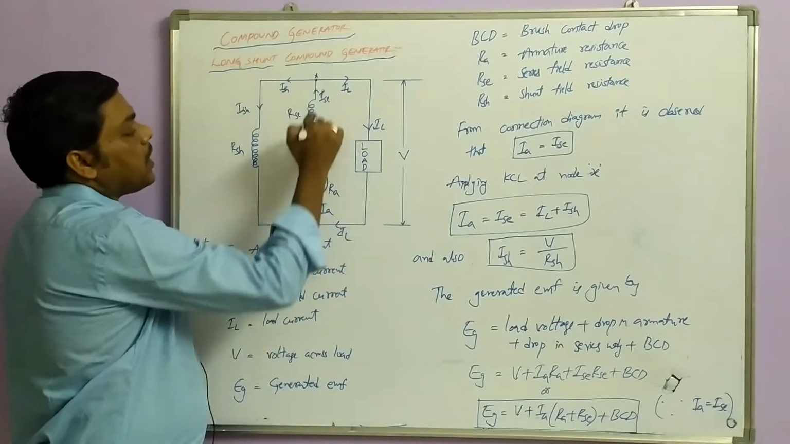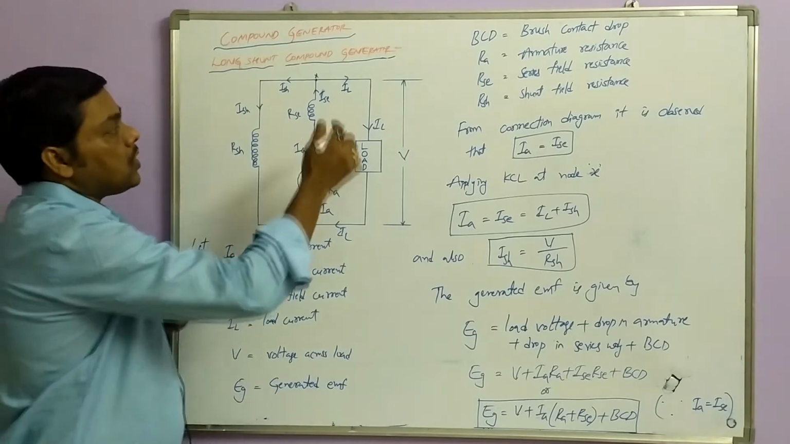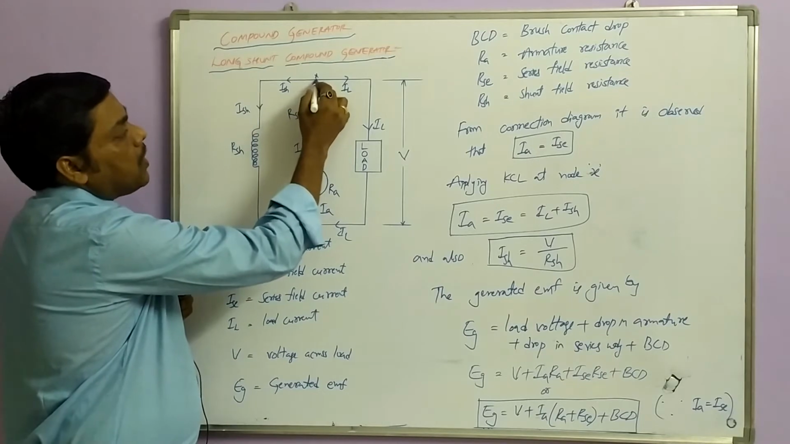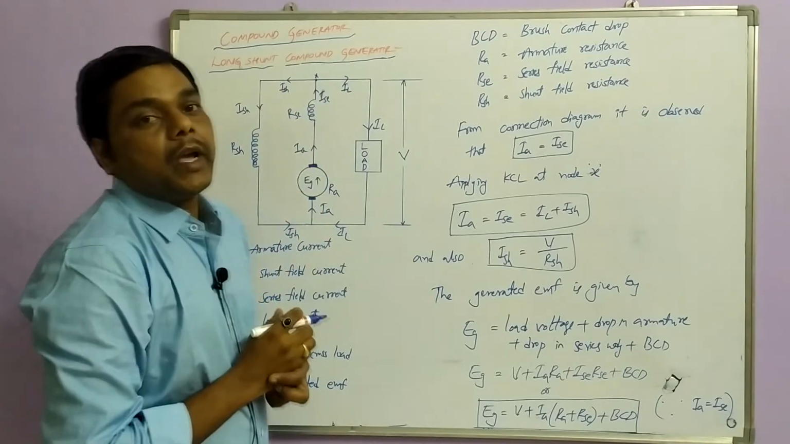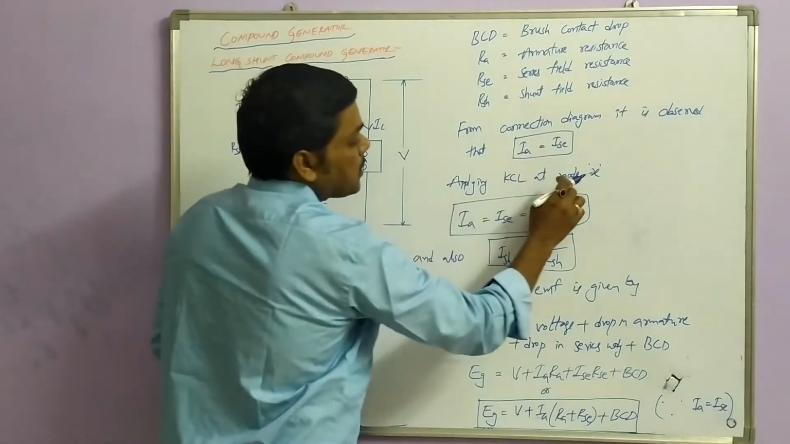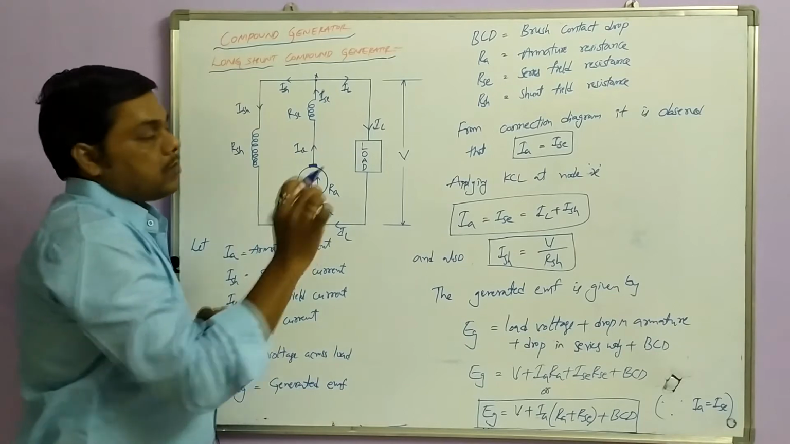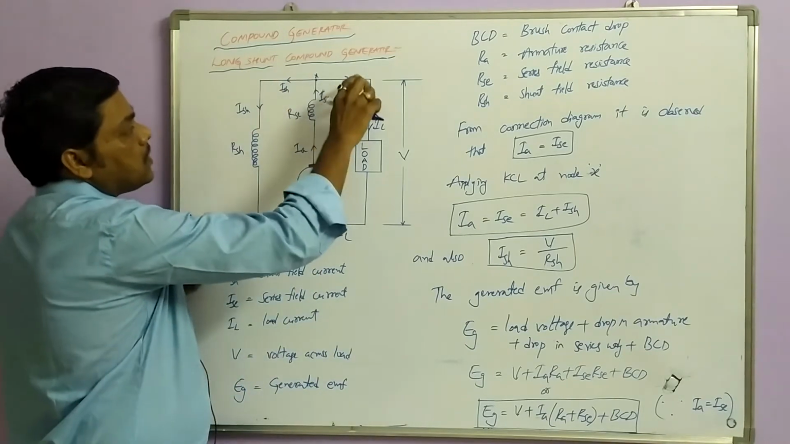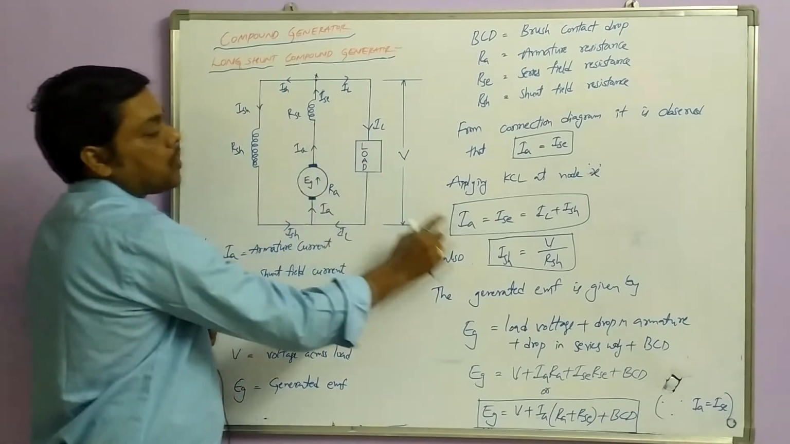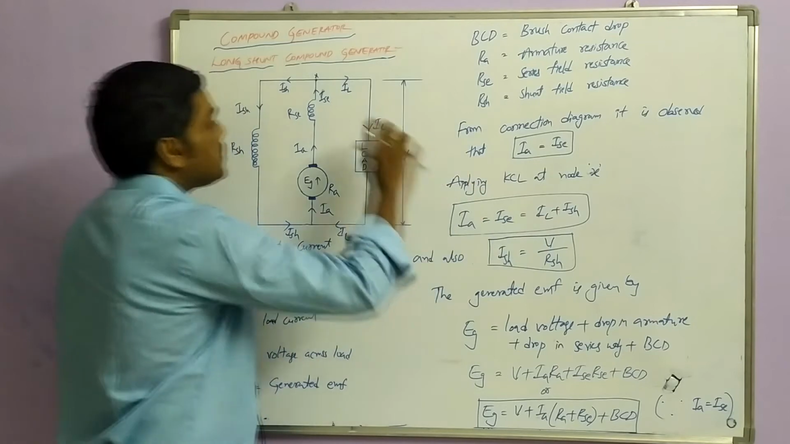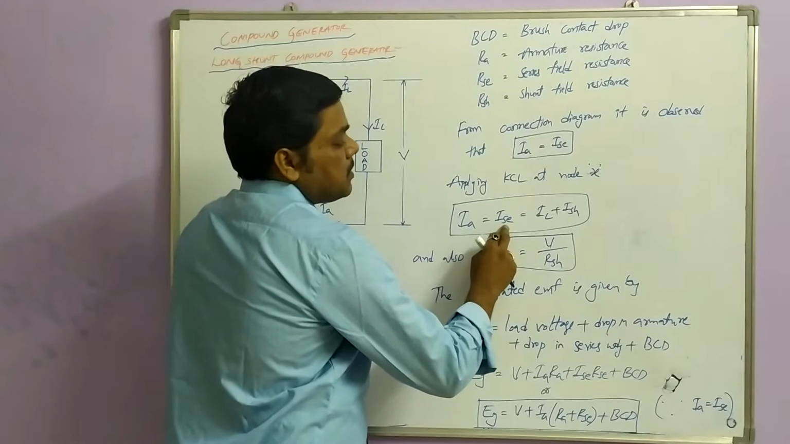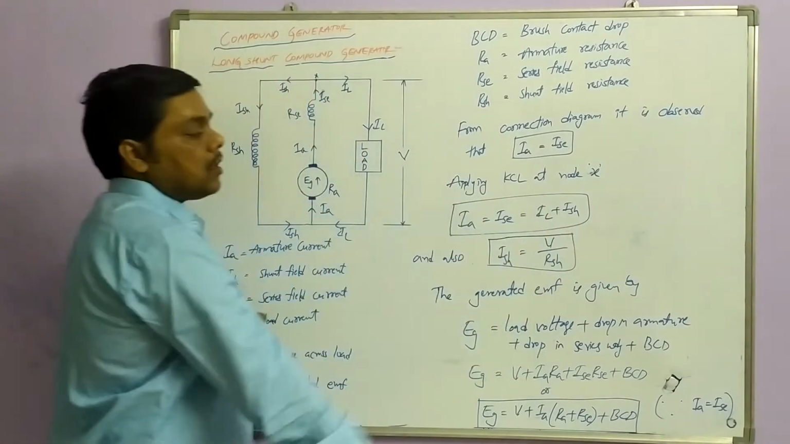Up to the node IA equals ISC, but after the node, what is happening? The current is dividing, and we have to take the summation of two currents by applying KCL at node X. Applying KCL at node X, we observe there is one entering current and two leaving currents. The entering current is IA, equal to ISC, and the leaving currents are IL plus ISH. So we can directly write IA equal to ISC, which is equal to IL plus ISH.